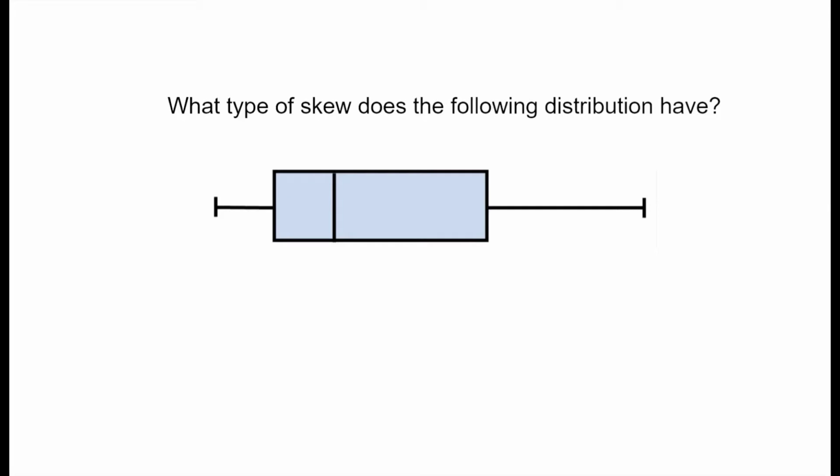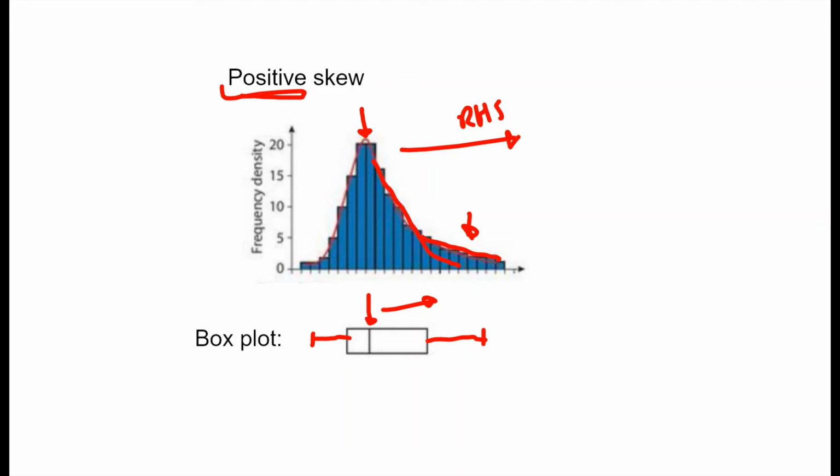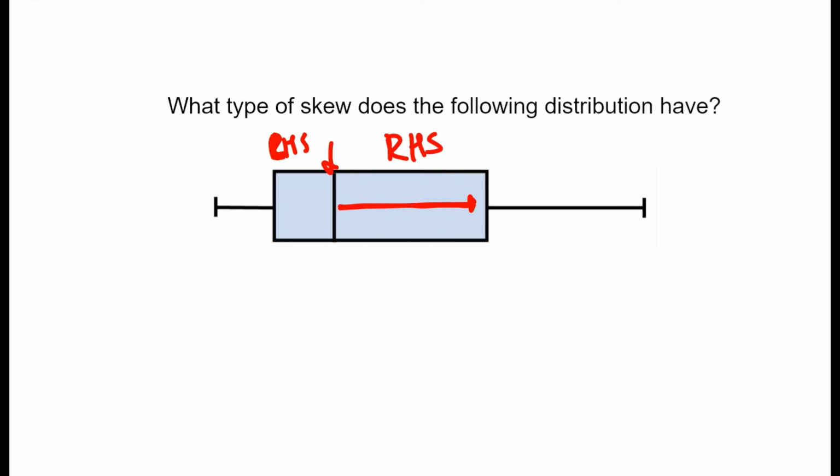So let's look at an example. Here we've got ourselves a box plot, and it's asking us what type of skew the following distribution has. We see here we've got our median. The left-hand side is much, much smaller than the right-hand side. It's like the right-hand side has been stretched out. So when the right-hand side has been stretched out, we can see from our examples here that we have positive skew. It's been stretched to the right. So this example is positive skew.